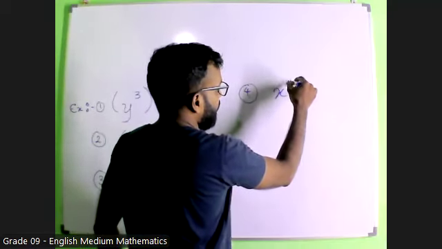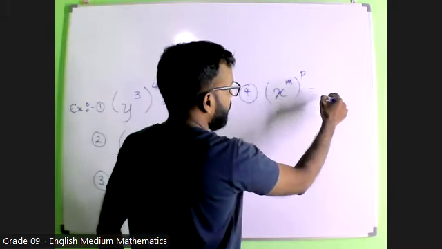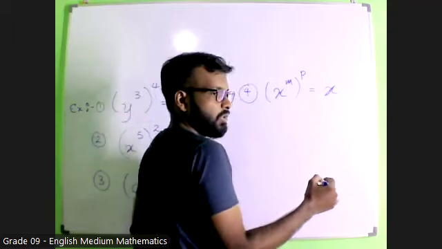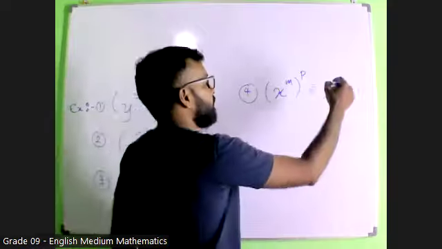X to the power m to the power n to the power p. Answer: x to the power mnp.